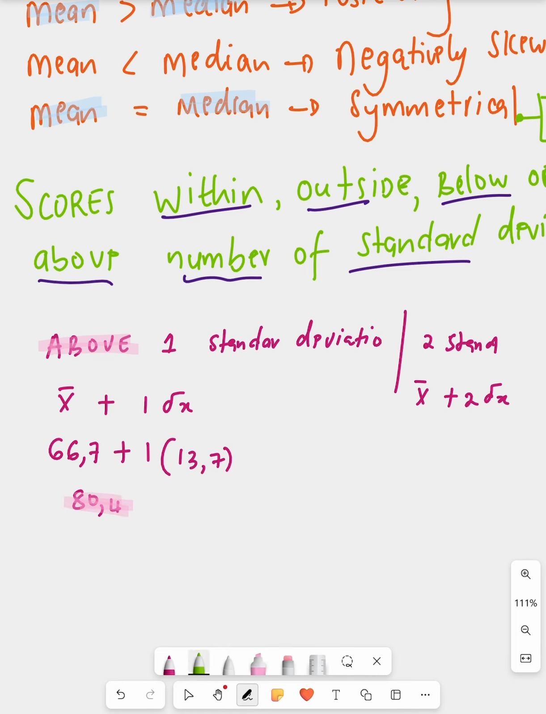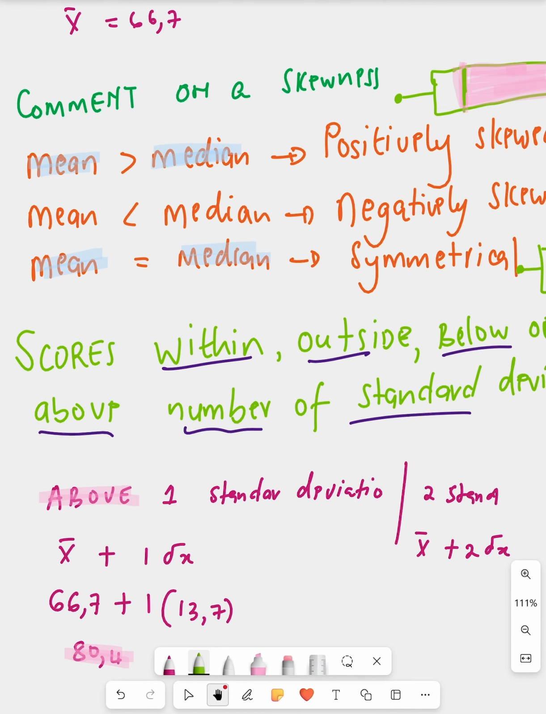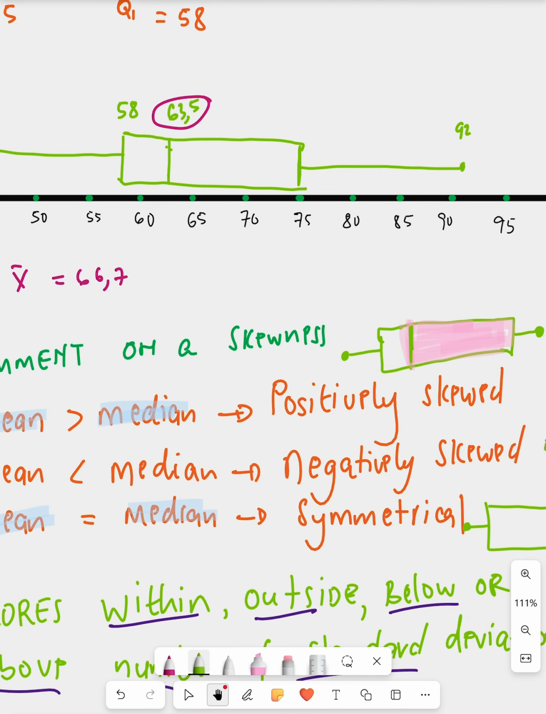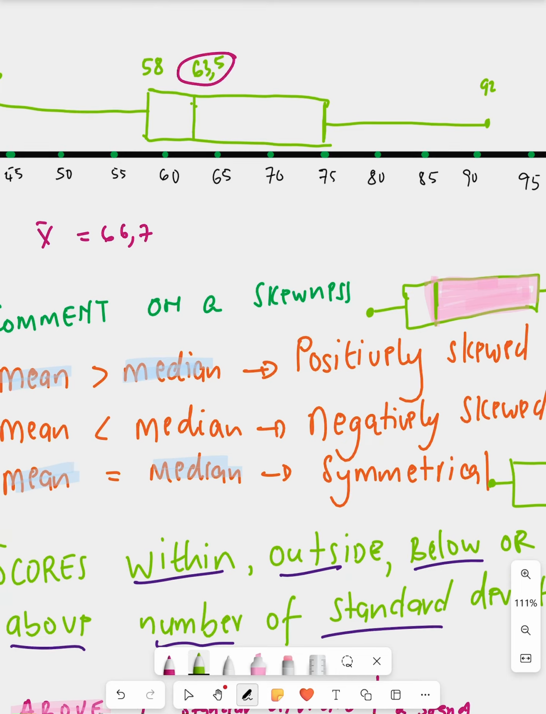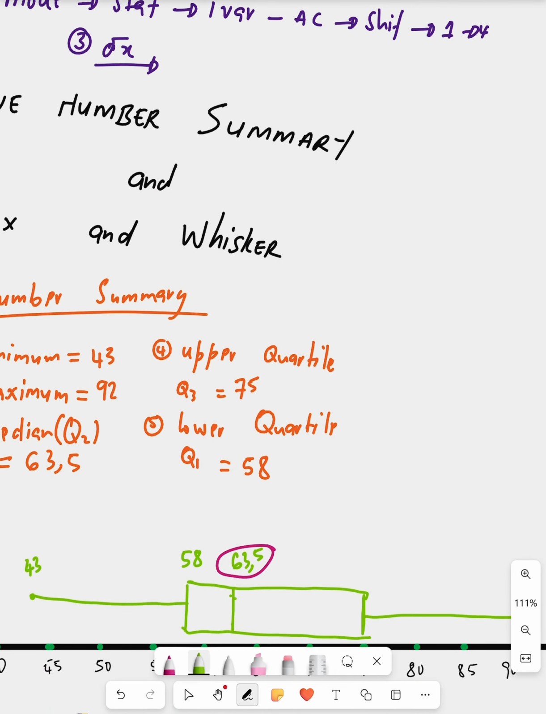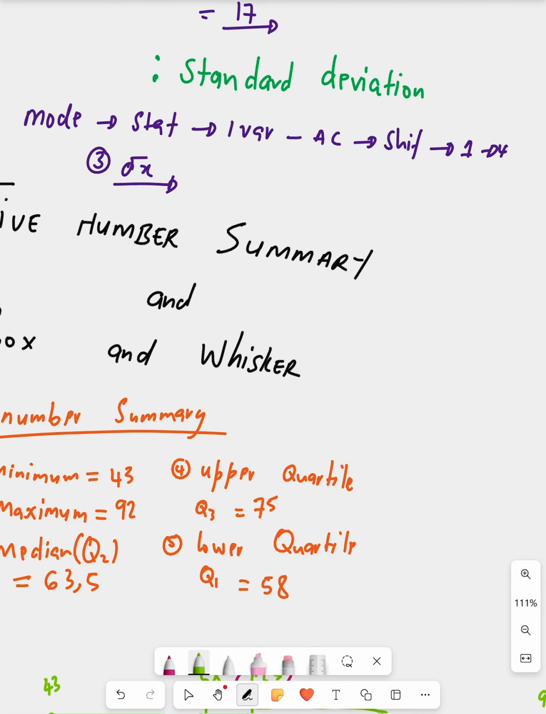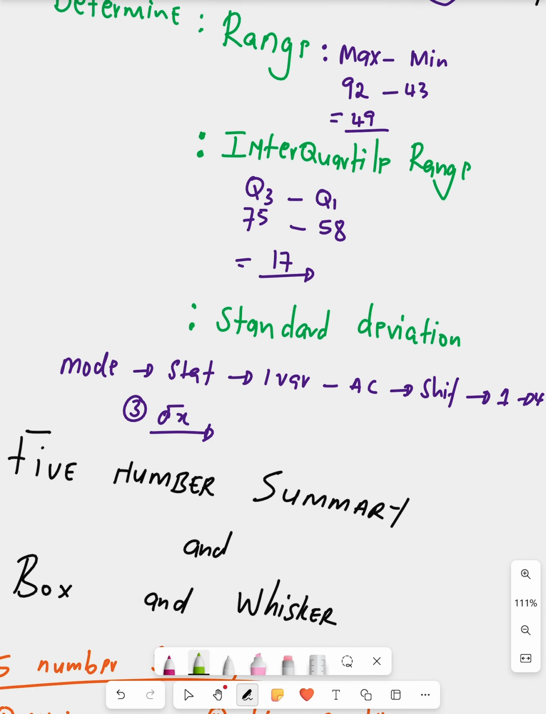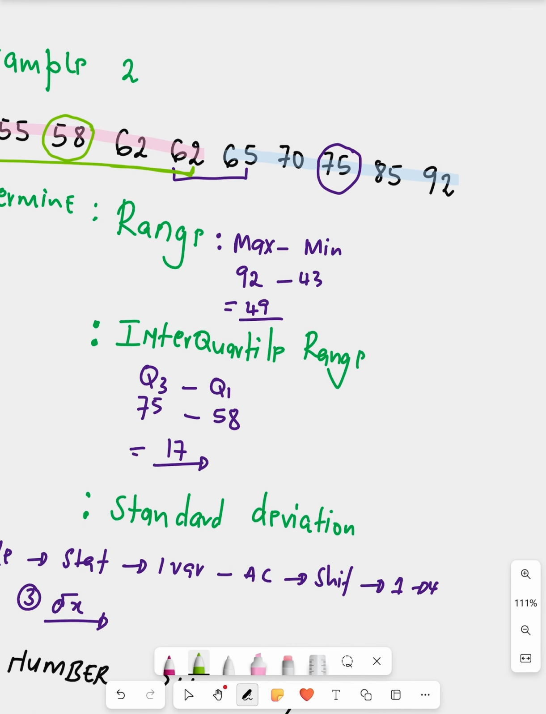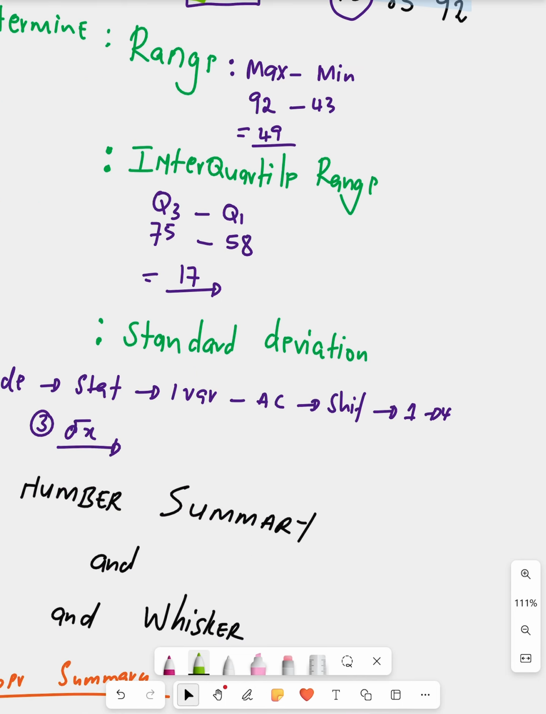Now, amongst the values that we are given, you will check how many values are above this number. So let's go back and check. We are looking for all the numbers that are bigger than 80.4. So how many are they? You will realize that it is 85 and 92. So they are true.